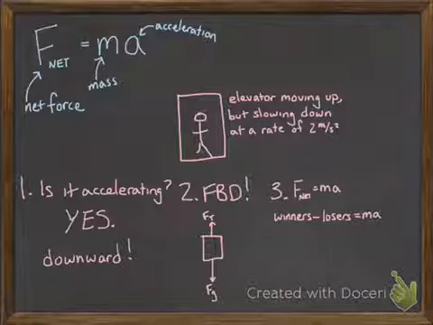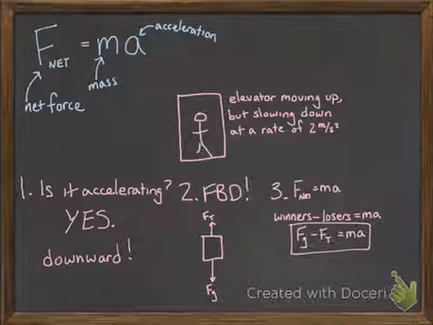In this case, which force is winning? Well, it's the gravity force, right? That's the bigger one. So we have Fg minus Ft, force of tension, is equal to mass times acceleration. And that right there is all we have to do to set up the problem. So first, is it accelerating? Yes. Which way is it accelerating? Draw your free body diagram, make sure that the forces are drawn to scale or relative to scale so that the bigger one is in the direction of acceleration. And then plug in your values for F net, doing winners minus losers is equal to mass times acceleration.